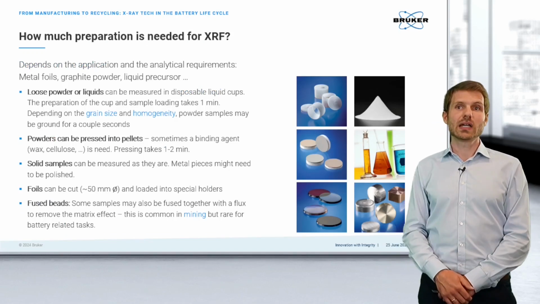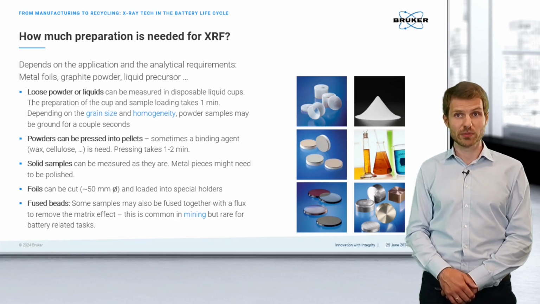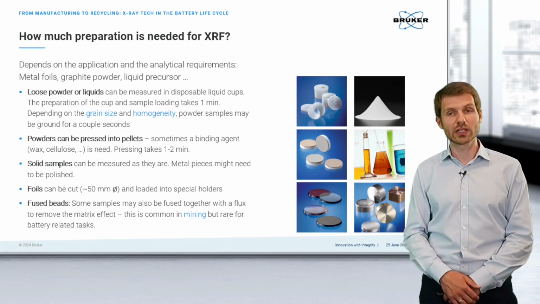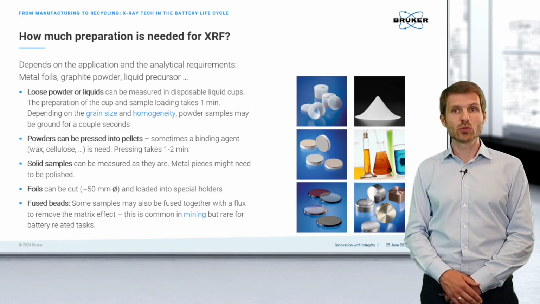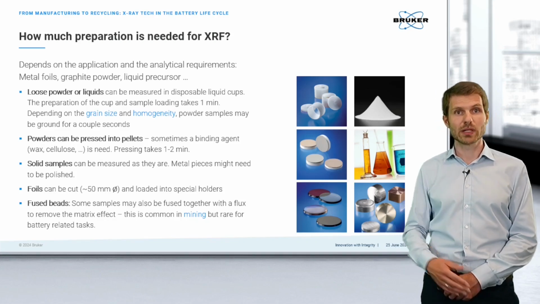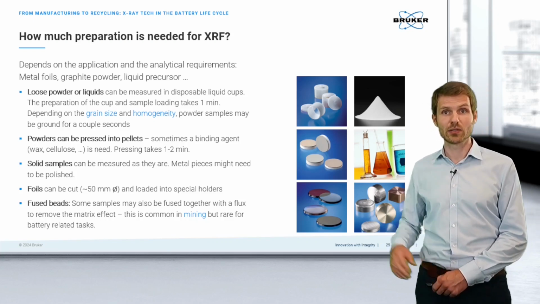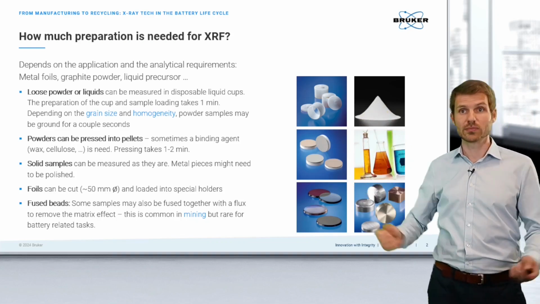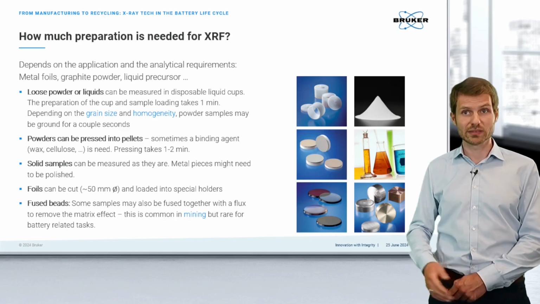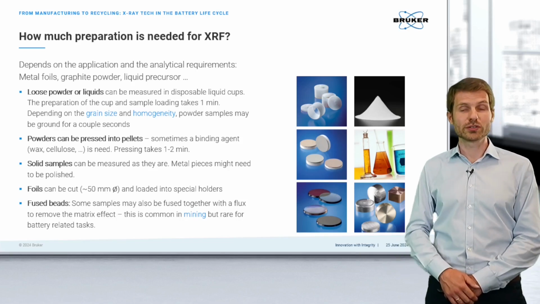One question that is typically asked when choosing the technology for your analytical needs is how much sample preparation is needed. For X-ray fluorescence, this really depends on the application, and with that, mostly on the sample type, of course. So we can measure all kinds of materials like metal foils, graphite powder, hydroxide powders, liquids, etc. For example, liquids we would measure straight away in a liquid cup like this one. Preparation of such a liquid cup takes a few seconds, loading of the material another few seconds. You can measure this liquid within less than a minute, and then the analysis takes another few minutes. So this is really quick and easy.